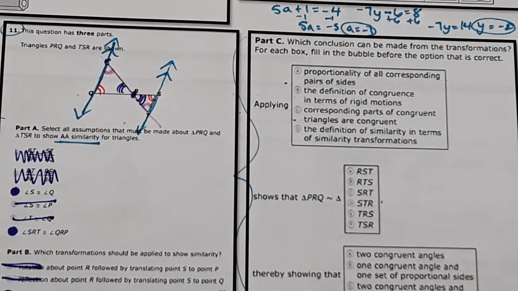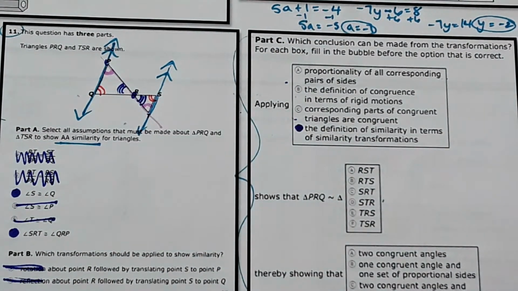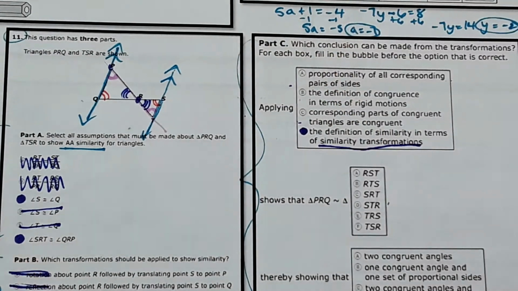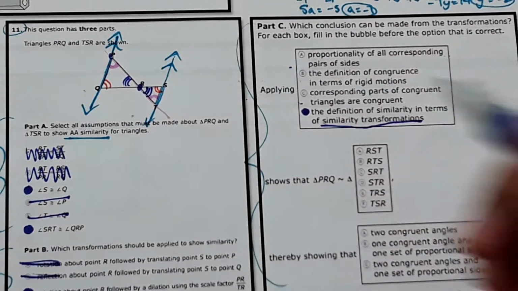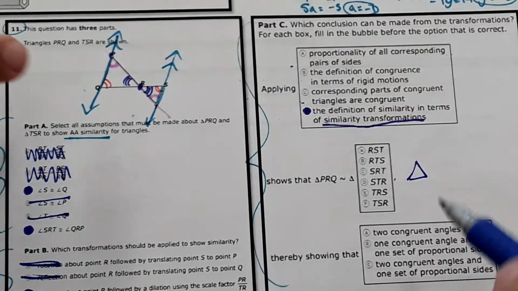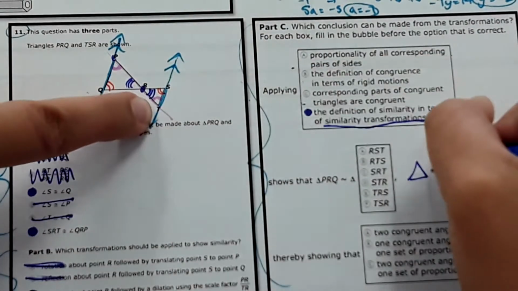This one's D. The definition of similarity in terms of similarity transformations. We used the definition of similarity in terms of similarity transformations to prove that triangle PRQ is similar to triangle, and when you name the triangle, you have to make sure the corresponding parts are matching. So TRS.